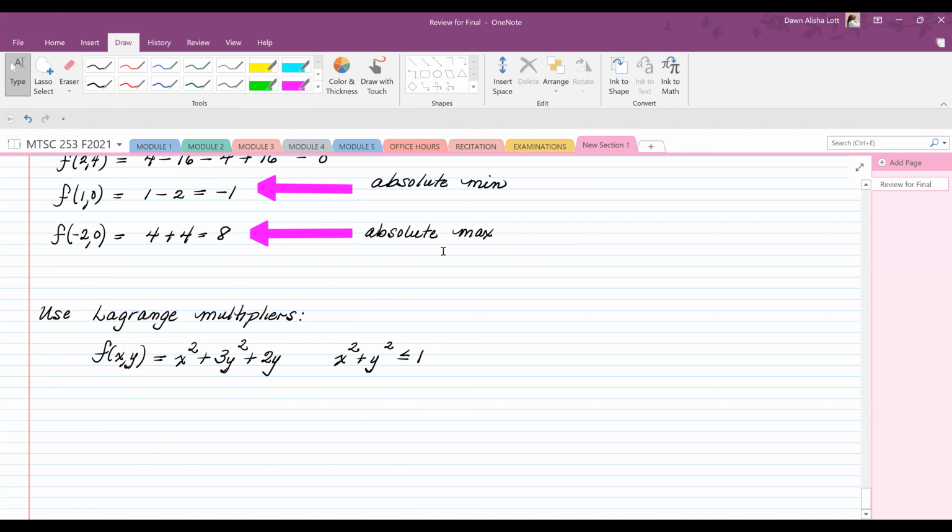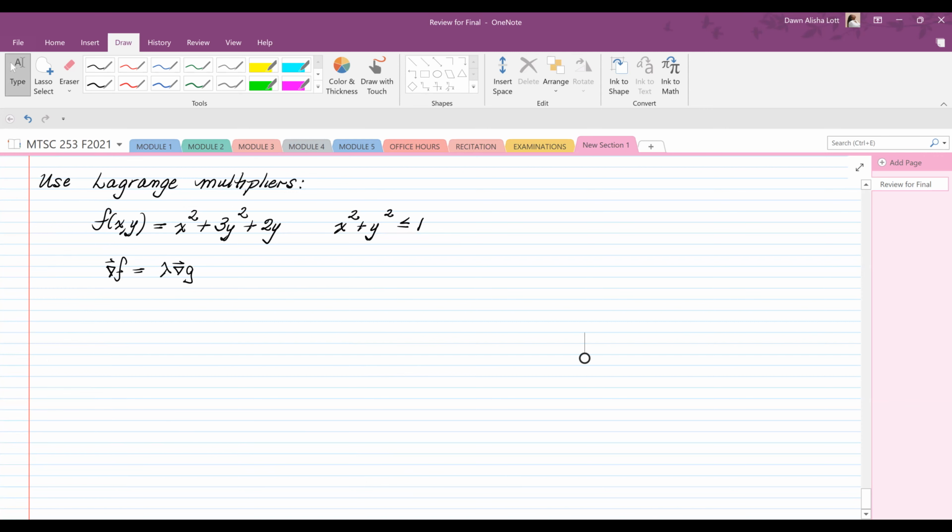So Lagrange multipliers, you have to do the gradient of f is equal to lambda times the gradient of g. Yeah, I wrote that, but I don't know how I could get that. Okay, so how do you find the gradient of f?